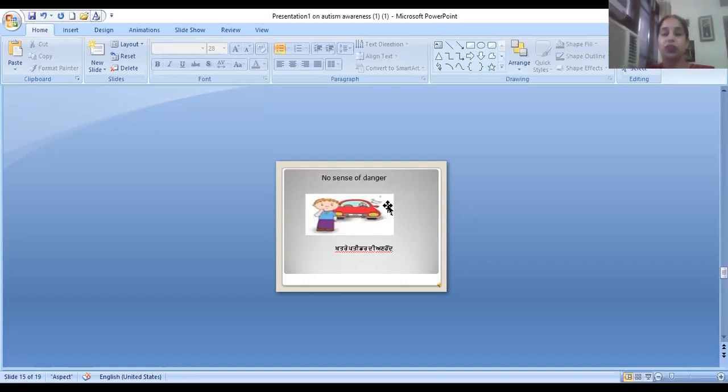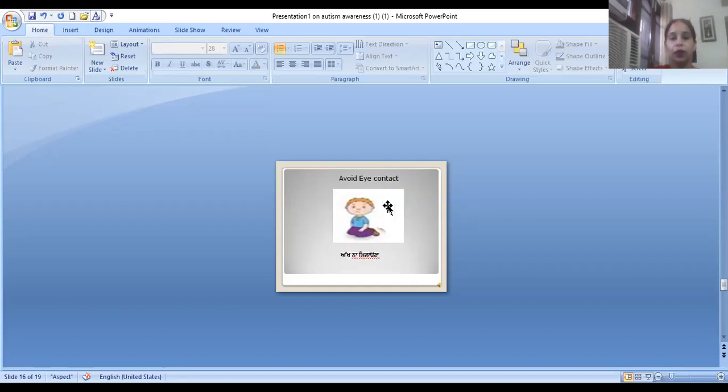No sense of danger. The child with autism shows no sense of danger. In the picture you can see there is a car and the child is sitting there. He doesn't show any sense of danger, so this type of behavior can be in the child with autism.